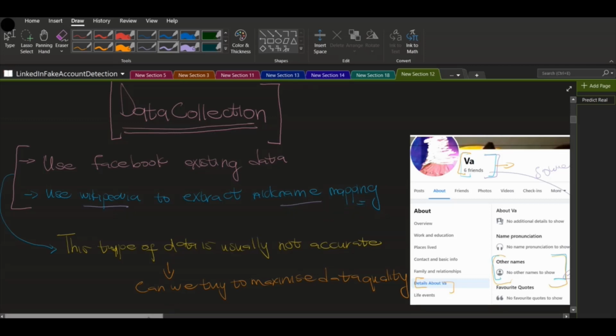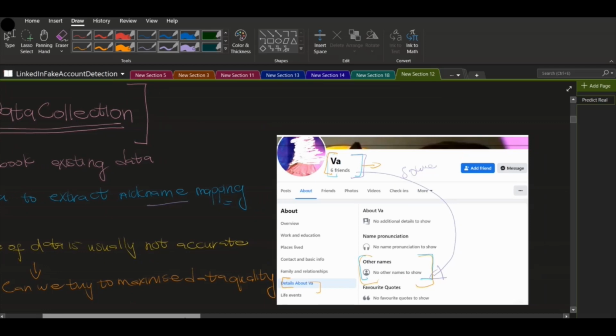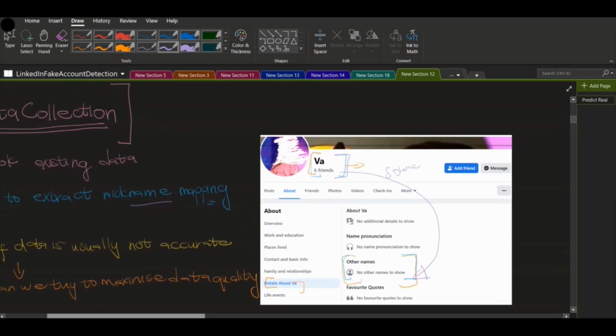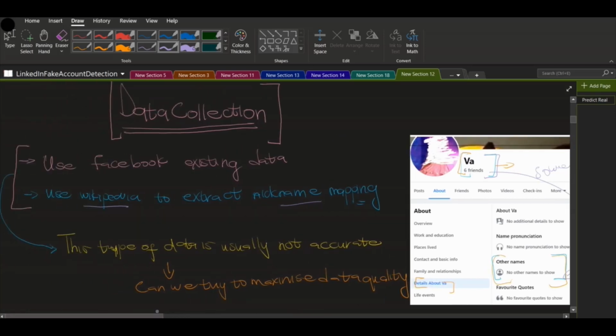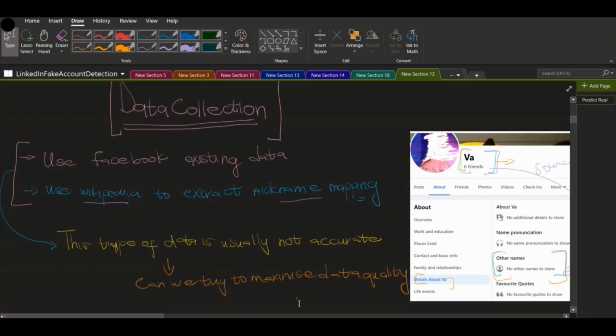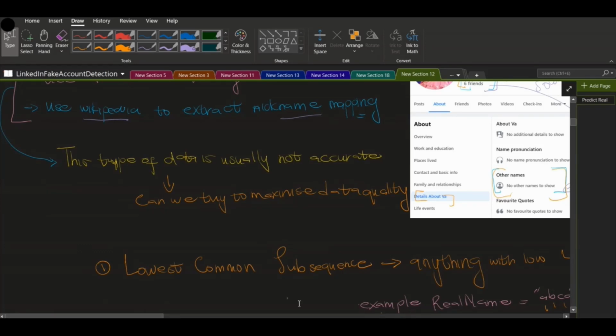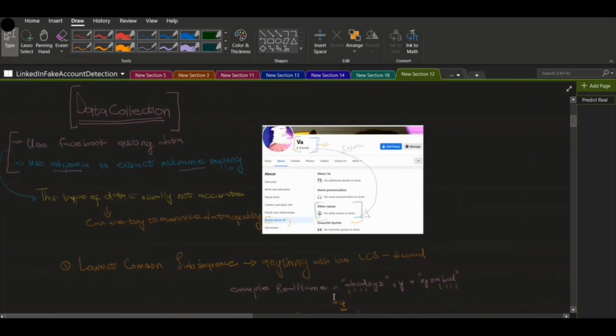But the problem with this is that it's not clean data because it's generated by automated means, meaning that it won't be as accurate as we might want. So the question is, how then do we get this data to be accurate? One way we can maximize data quality is by applying some techniques in computer science. So one technique is called longest common subsequence. I think it's one of the dynamic programming LeetCode questions.